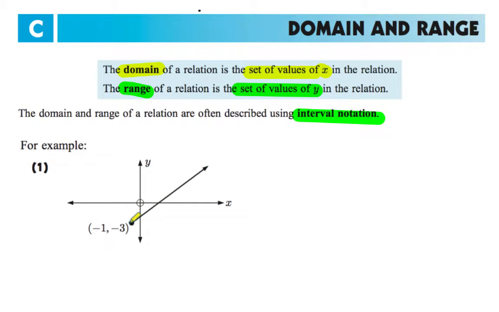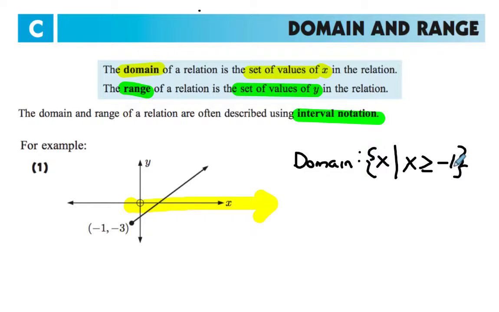Let me clean up the picture a little bit. So that means, again, our smallest x value was -1, and then it continued on forever in the positive direction. So now we need to translate that domain into interval notation. So I would say the domain, which is our x variable, such that x is, now we start with our smallest value, so x is greater than or equal to -1. And that's how you write interval notation for a domain.